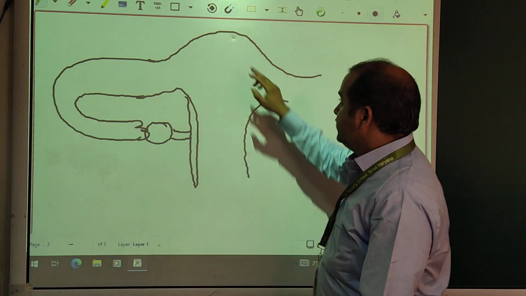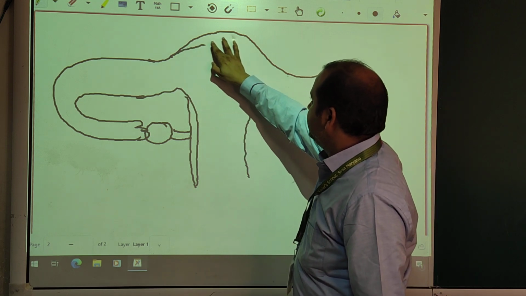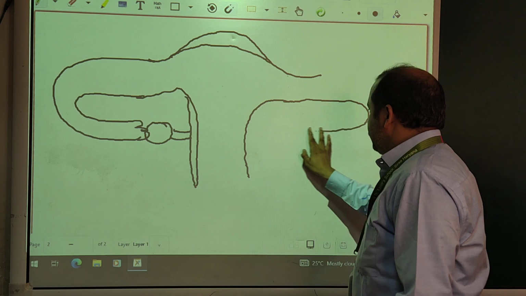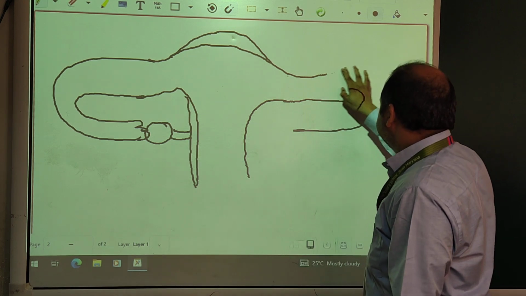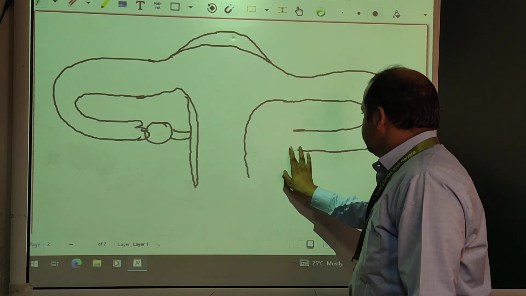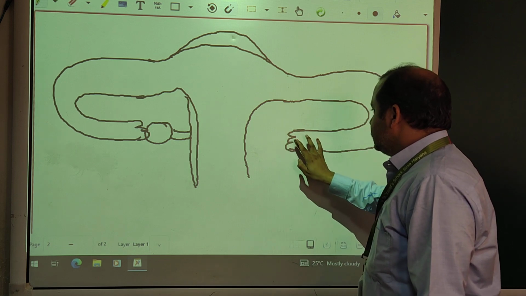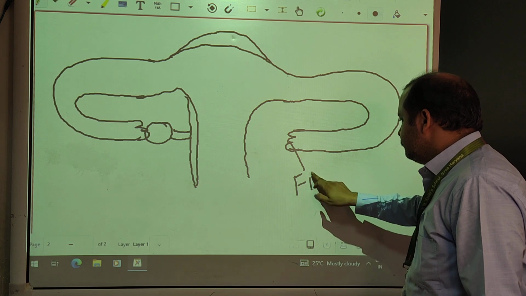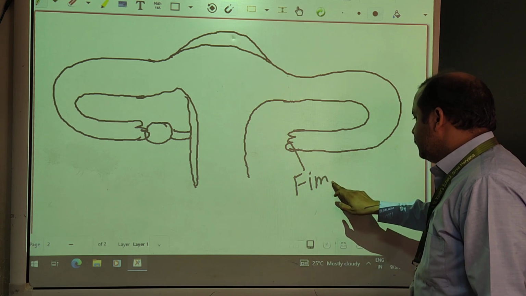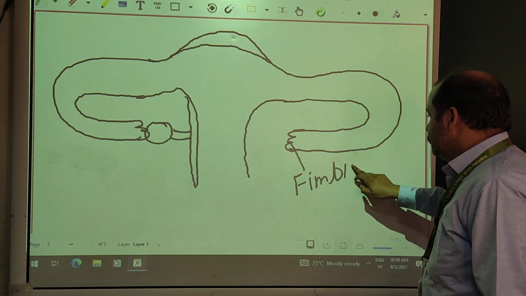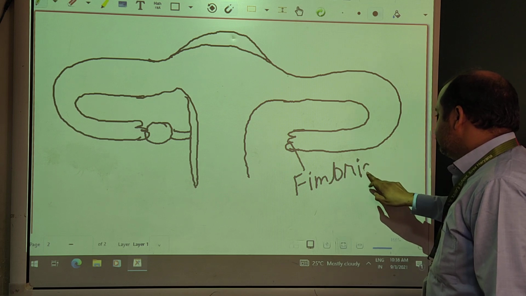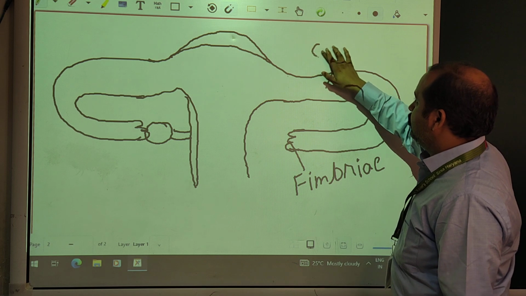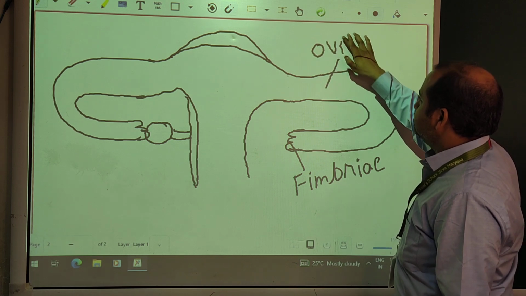You can see this part is called the fundus, and this part is called the fallopian tube or oviduct. This is a funnel-like structure. It is called fimbriae. This part is called the oviduct.